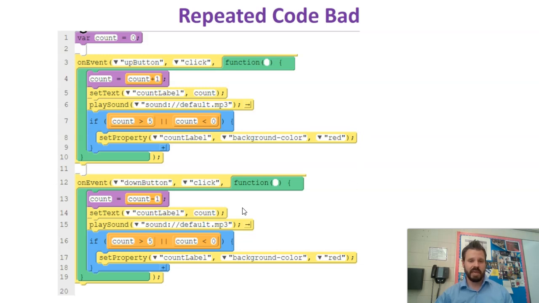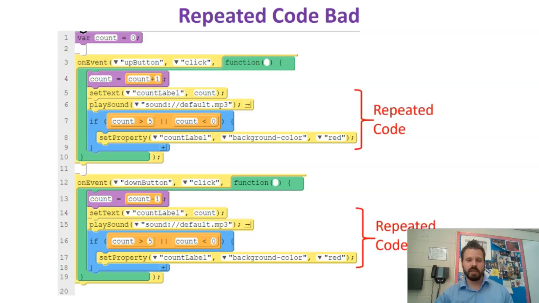Okay, we have the same thing happening on the down button. It sets the count label, plays a sound, and then uses a conditional to determine if it sets the label to red or not. Okay, what we have here is some repeated code on both these different functions, or both these different event handlers.